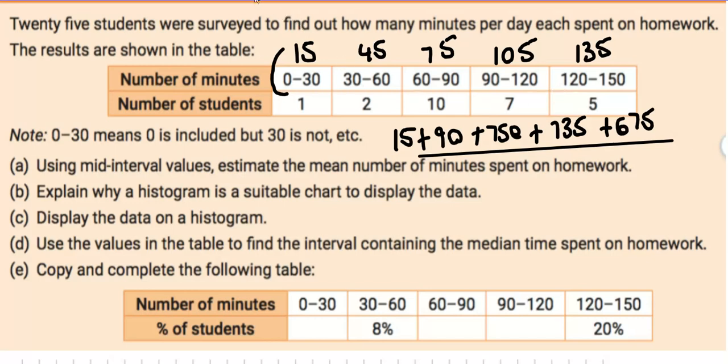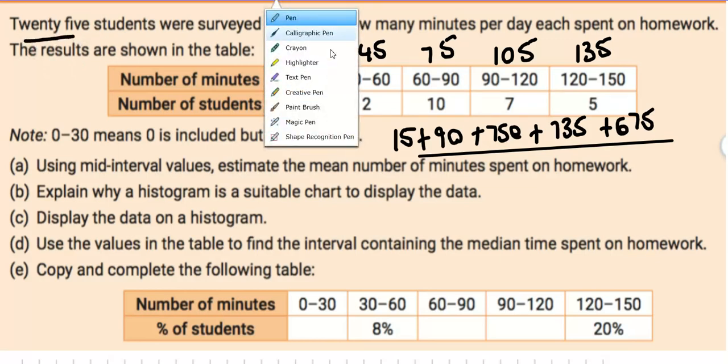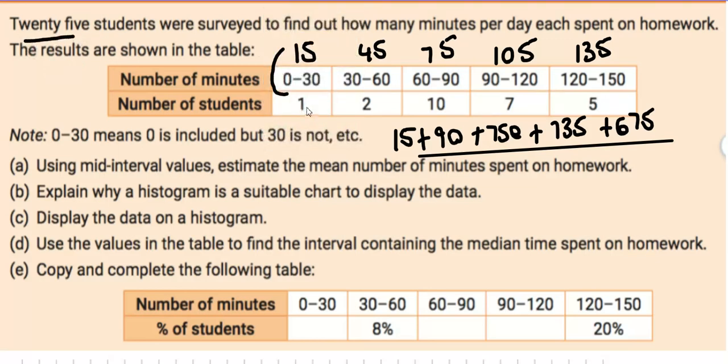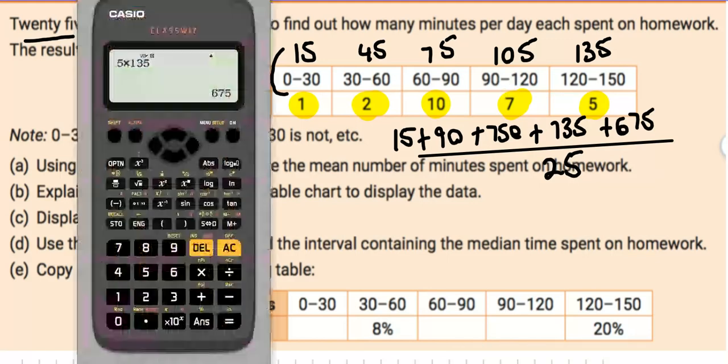Now, how many people are there? I think it tells us. 25. Well, even if we didn't know that, how would we figure it out? Yeah, add them all up and we should get 25, shouldn't we? All right. Now, we put over 25, don't we? Now, I'd expect an answer somewhere in the middle, somewhere from the 60 to 120 region. Let's find out.